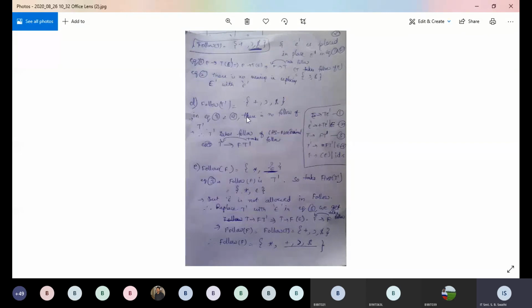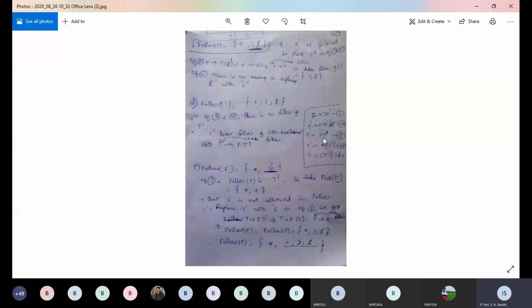So this is how we find out. So here T dash is taking the follow of T. Follow of T is what? Plus, close bracket, dollar. That only it is taking. Okay, similarly the last one, F. Again you have to check where the F production is present among these. F production is present in equation 3.